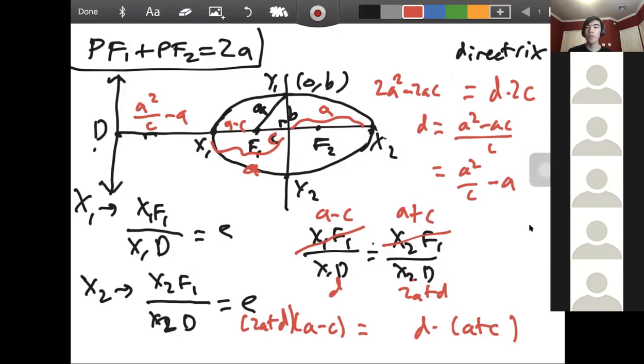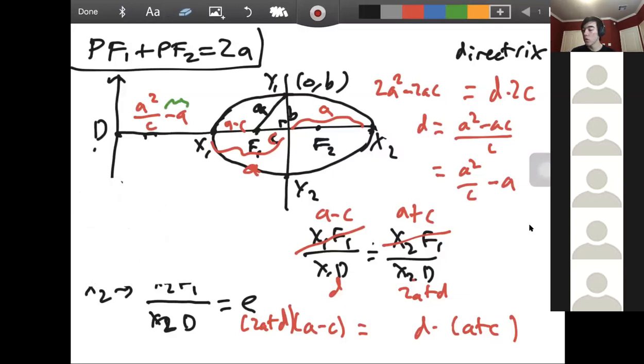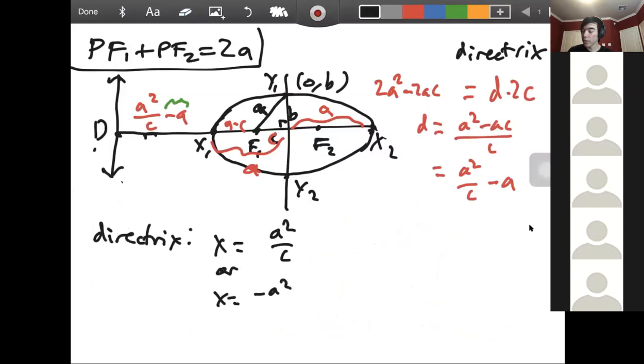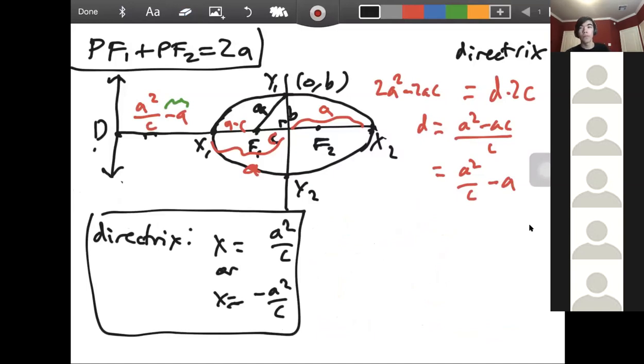Now, this doesn't seem like that nice of a number, but if you add on a to find the distance from the origin, this minus a vanishes. So we end up getting the directrix is just x equals a squared over c, or x equals negative a squared over c, depending on which direction you pick. Yay.